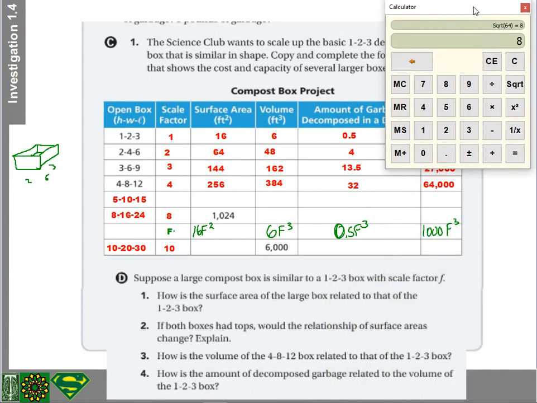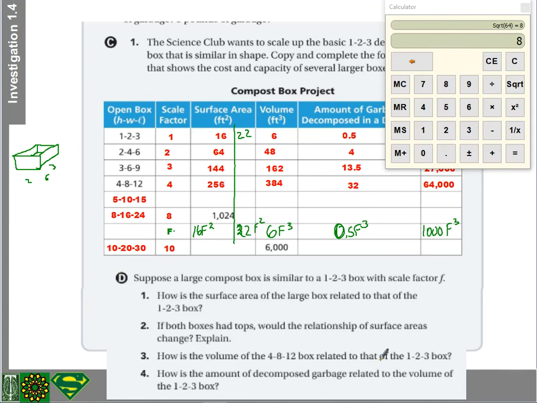So now, if both boxes had tops, would the relationship of the surface area change? Well, not really. We'll still have the scale factor squared times bigger, but instead of having an open box, we'd have an original area that's a little bit bigger. In fact, this area right here would be 2 by 3. 2 times 3 is 6. So then the original area would be 22. So for question 2, we would have the equation of 22F squared.